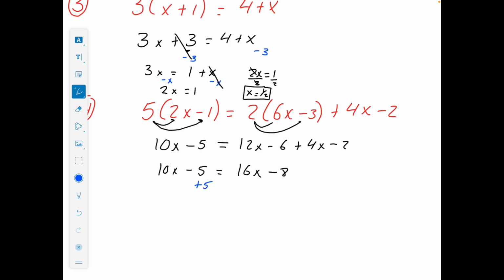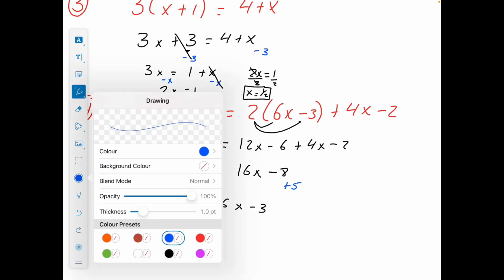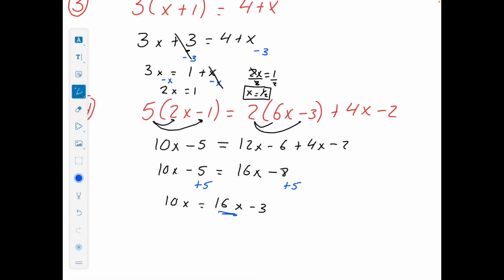So first problem here, we get rid of this minus 5. To get rid of a minus 5, we want to make it 0, so you need to add 5. So we'll add 5 to this side, so we'll need to do the same thing to that side. So then we'll end up with 10x is equal to 16x, minus 8 plus 5 will be minus 3.